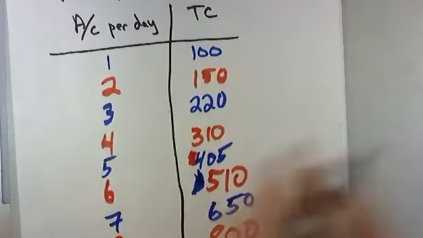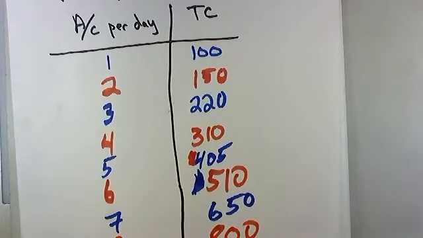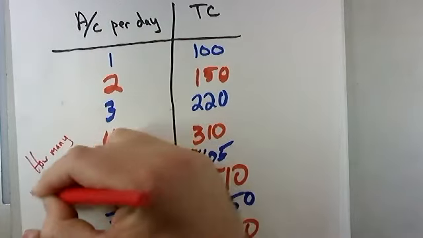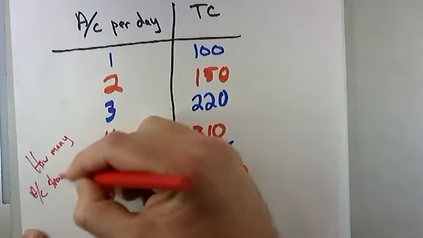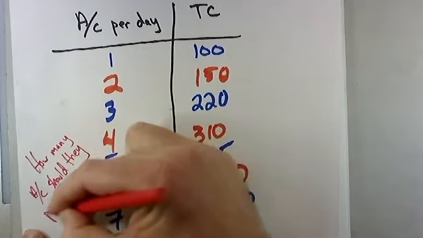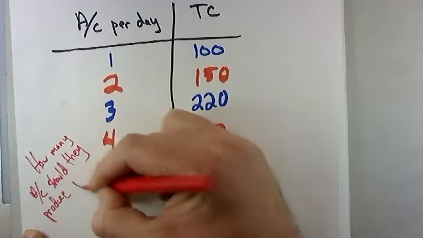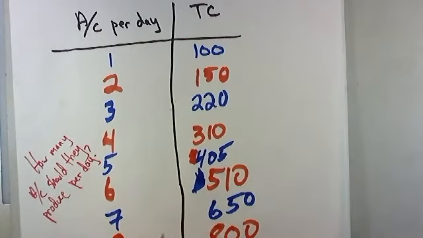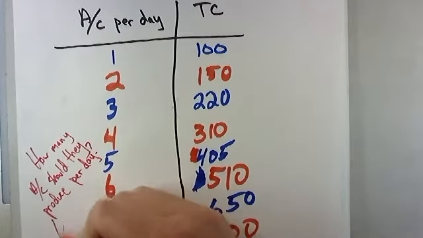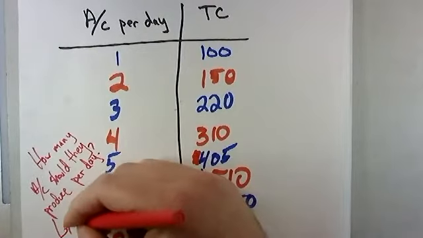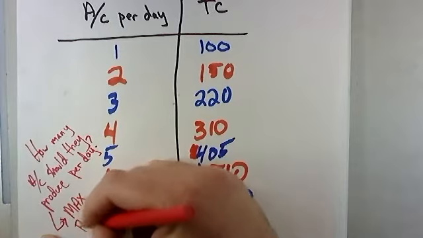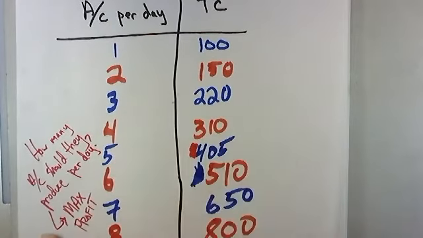All right, now, what are we going to do? Well, first of all, what are we even asked, right? So we are asked how many air conditioners should they produce per day? And the question says, given that their goal is to maximize profit, right? But that's always the goal, right? We want to maximize profit. So how do we maximize profit, right?